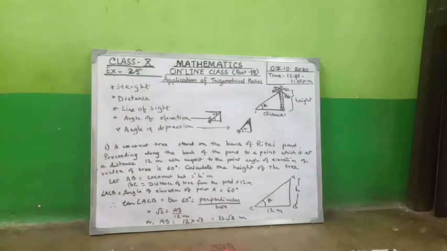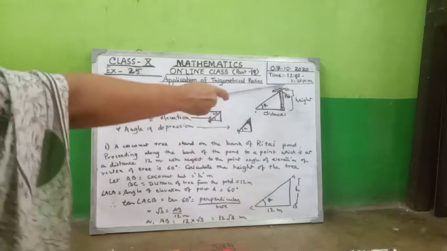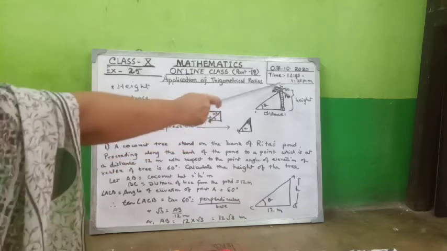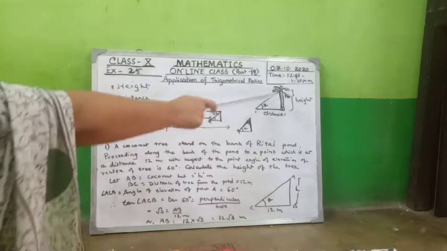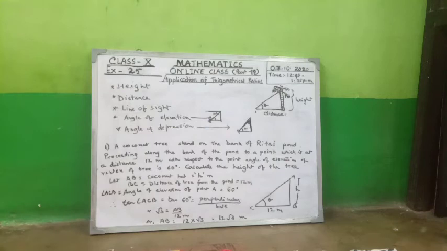So in this application sums, what is very important? You have to find the height, or you have to find the distance, or maybe both height and distance, sometimes both. But there is a very important thing, that is the line of sight, from where you are seeing that object. That is very important, because if I see the tree from here, then this will be my line of sight. This is called the line of sight.